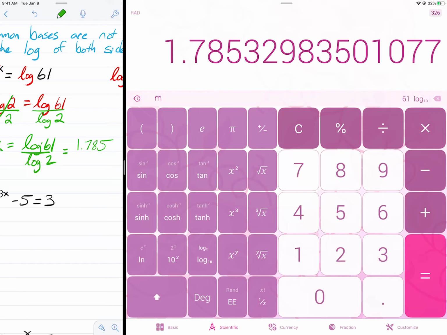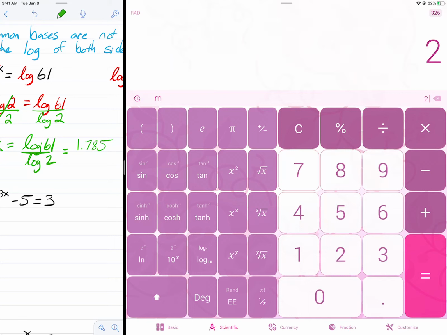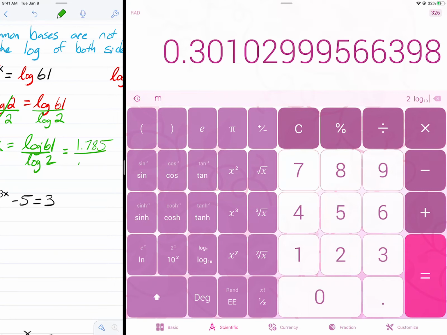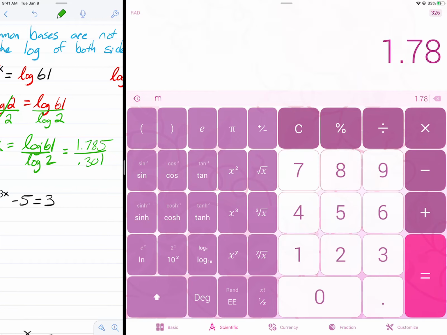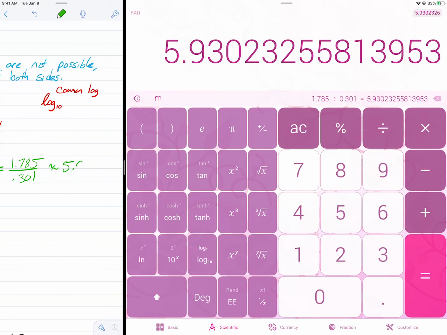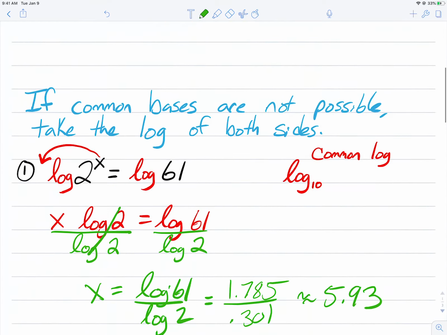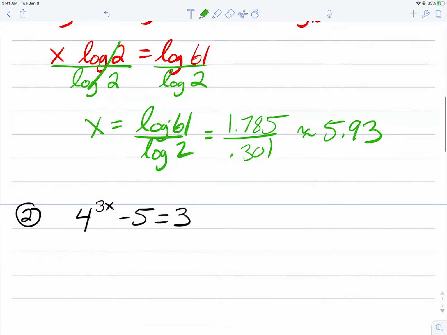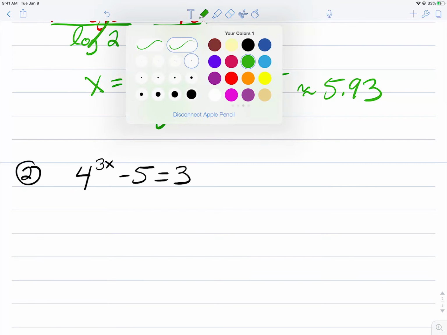Then if I take the log of 2, I hit 2 with that log button, and I get 0.301. If I divide those two, 1.785 divided by 0.301, they're of course rounded right now, I'm going to get about 5.93. So that's how you find the logs in your calculator. Now we have solved for x. We didn't have to find a common base because we were able to move the exponent outside by taking the log of both sides.